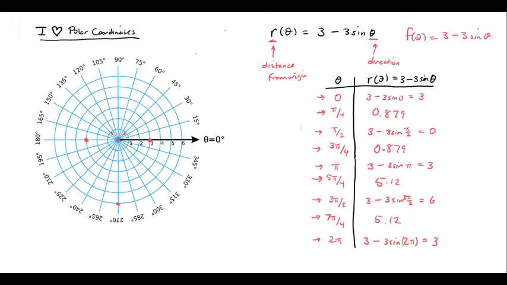When theta is 5 pi over 4, I'm out in this direction, and I'm out by a radius of a little bit over 5, which is pretty generous. So I'm out here, and then same when I'm at 315 degrees, or 7 pi over 4.